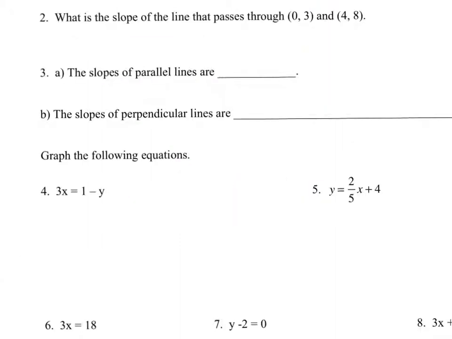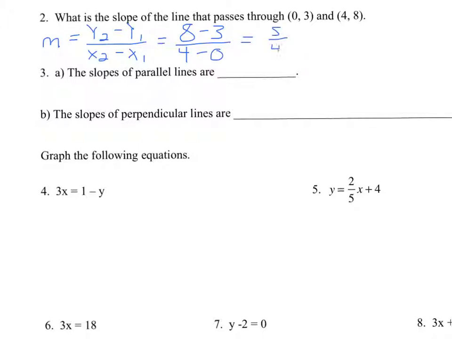For number 2, we want to find the slope of the line that passes through the points 0, 3, and 4, 8. So I'm going to use the formula. Slope equals y2 minus y1 over x2 minus x1. And my y2 is 8, my y1 is 3, my x2 is 4, and my x1 is 0. So that gives me 5/4. So the slope is 5/4.